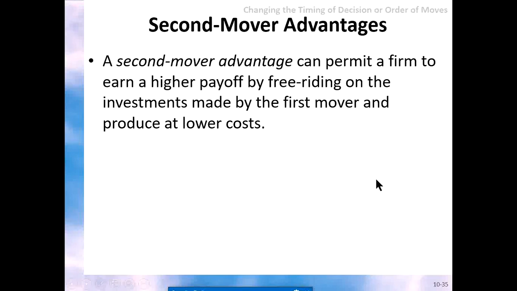Now, a second mover advantage. Being first is not always advantageous. Sometimes second mover advantages are often even greater. For example, being second to introduce a new product can yield a higher payoff than being first, if it permits the second mover to free ride on investment made by the first mover. This permits the second mover to produce at a lower cost than the firm that moves first. In addition, a second mover may gain an advantage because it can learn from the first mover's mistakes. In this case, the second mover may be able to produce a better product at a lower cost than the firm that moved first.